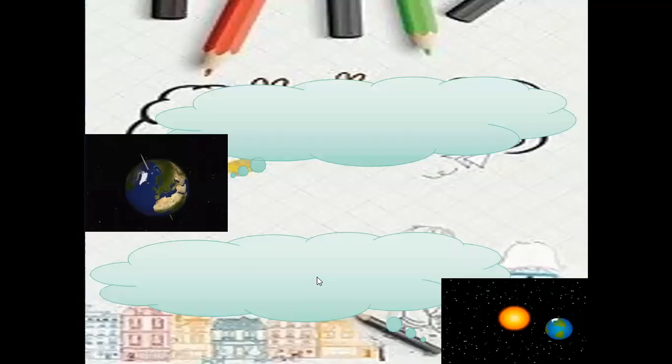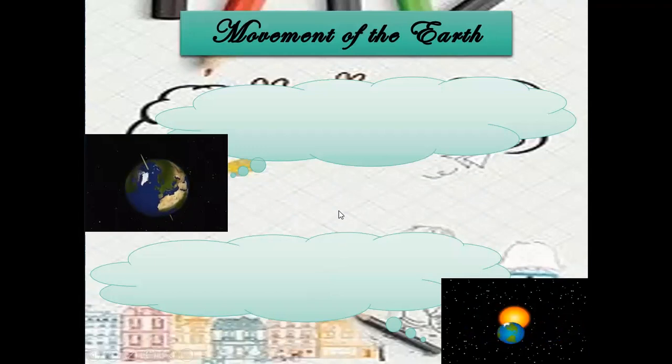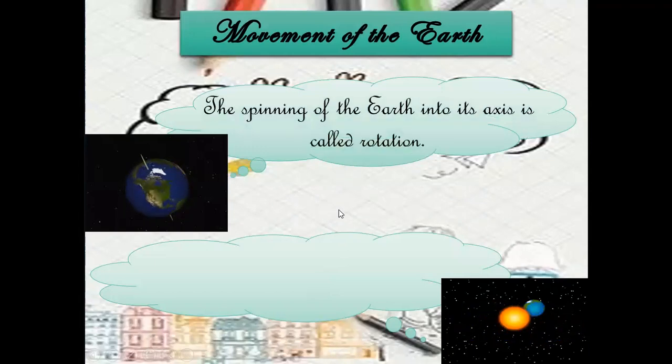Movement of the earth. Students, we learned 2 kinds of movement from our book. The first is the earth is always spinning. It turns on its axis, which is an imaginary line passing through the north and south poles. It takes 24 hours to spin once on its axis. This movement of the earth on its axis is called rotation.